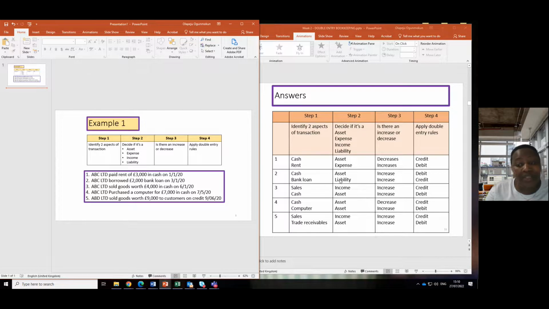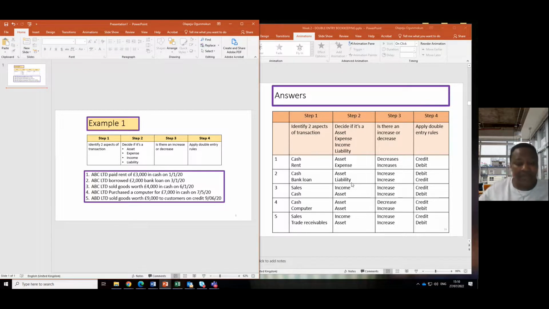We know that the bank loan is a liability. It's an obligation that has to be paid. And then the cash is an asset. ABC Limited now has £2,000 that can be used for anything. So that's an asset, a resource, just as we defined assets, that can then be used by ABC Limited. So we have identified an asset and a liability.